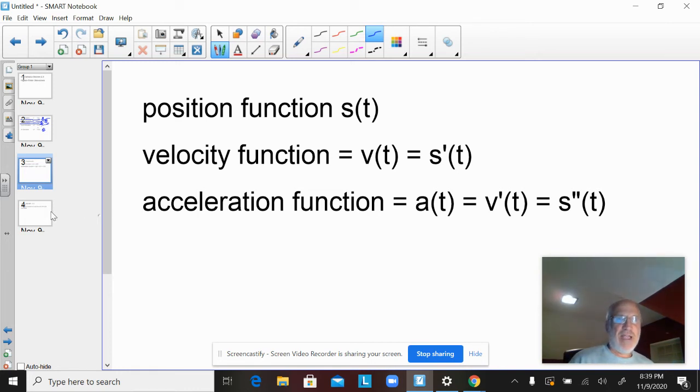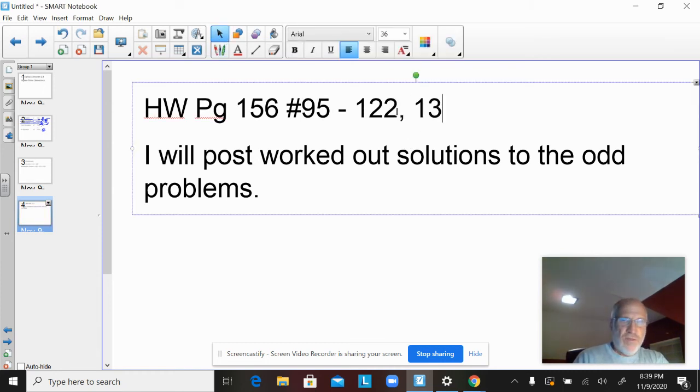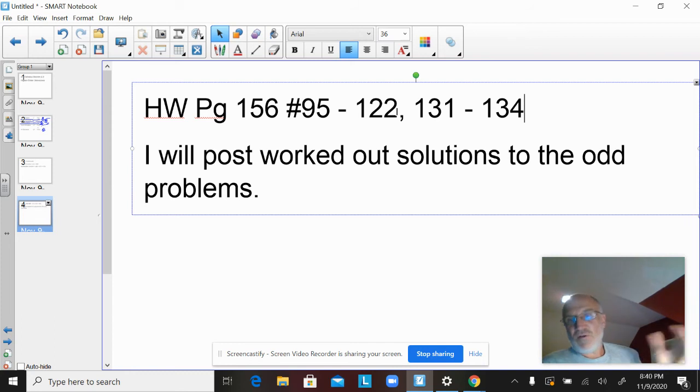So your assignment here, and actually I need to add the last section, which is 131 to 134. So here's the assignment. I'm going to add a couple problems here. So 95 to 122, and then also do 131 to 134. The last four problems are true false questions. The first set are either second derivatives, third derivatives, or a couple acceleration problems, and then just sketching a derivative from a function. So a lot going on here, despite it being a short video.